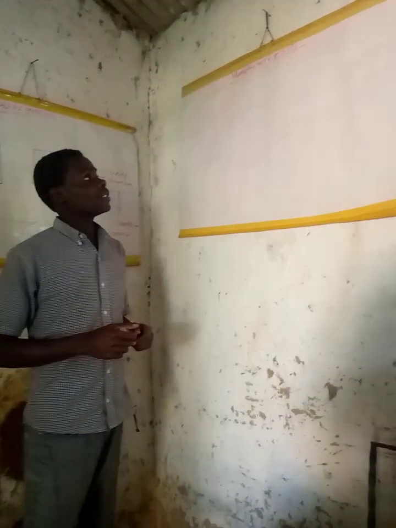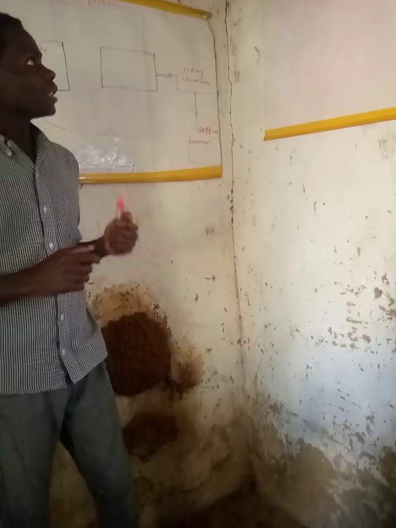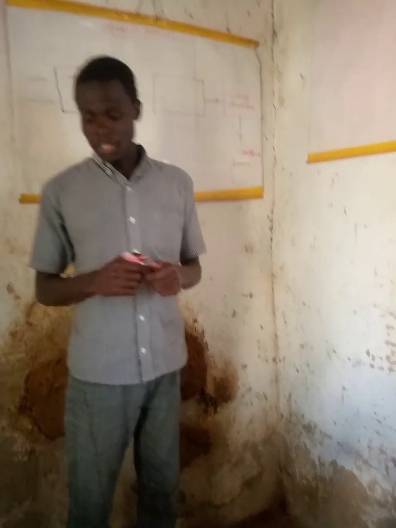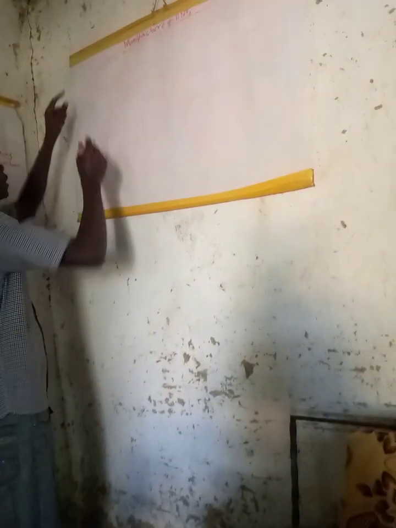Good afternoon, students. Today we are going to talk about the manufacture of nitric acid. First, you should know that we are going to use the Ostwald's process. The raw materials needed are ammonia.